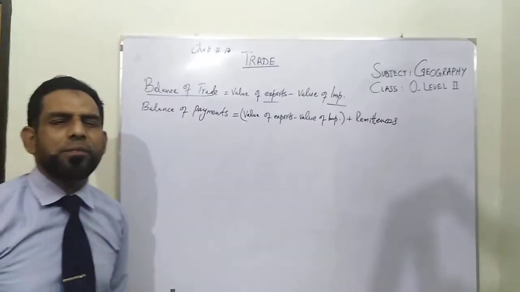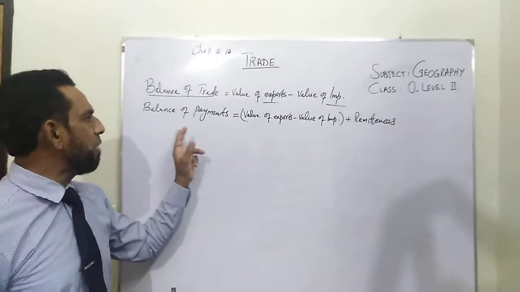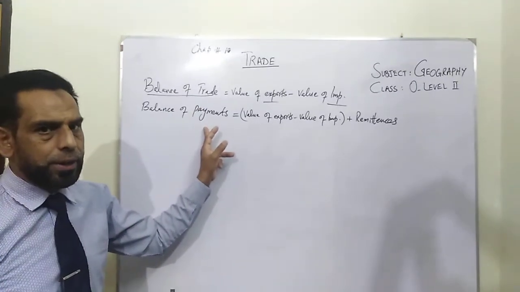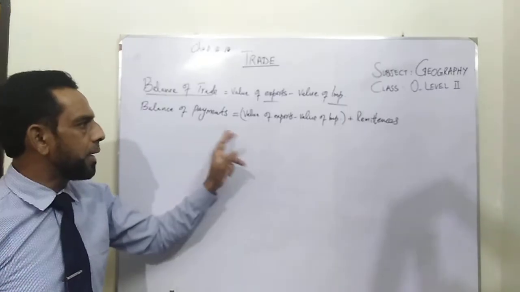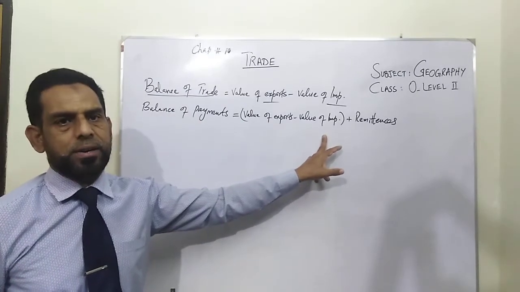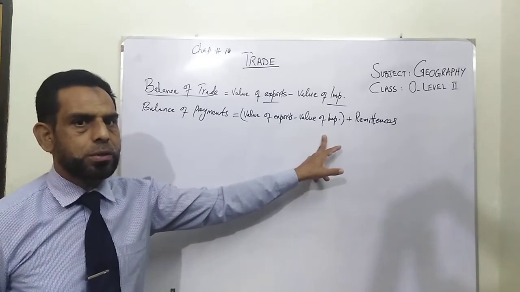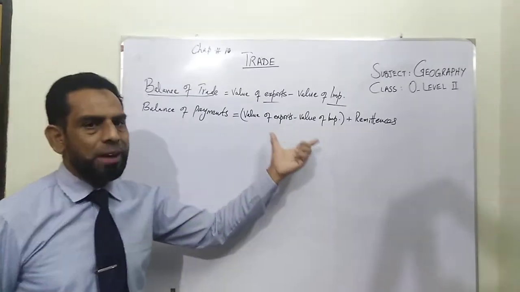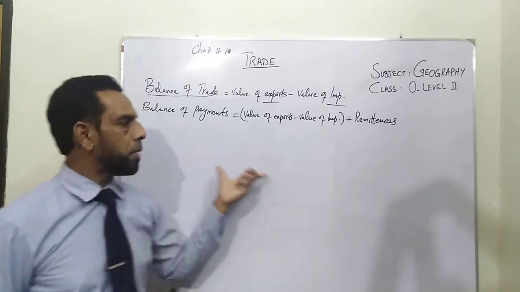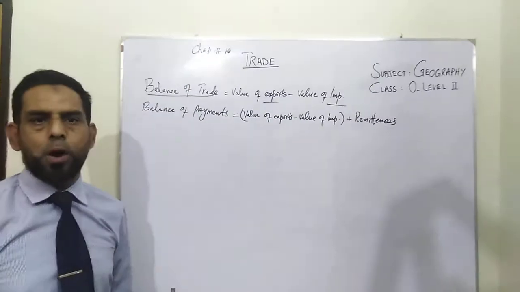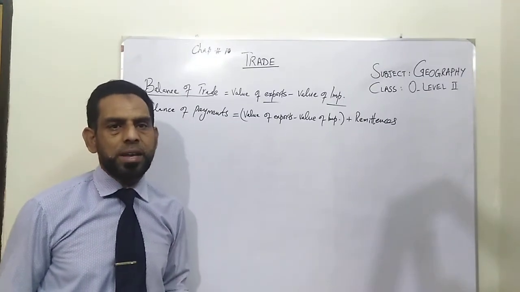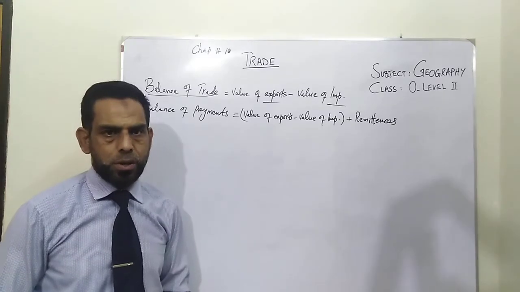However, with one difference, when we have to find the balance of payment, it's different from the balance of trade. The difference is that value of export and value of import is physical trade of goods. But when we add up the remittances, it makes up the balance of payments. Now what are these remittances? These remittances are in fact the foreign exchange earned through services.